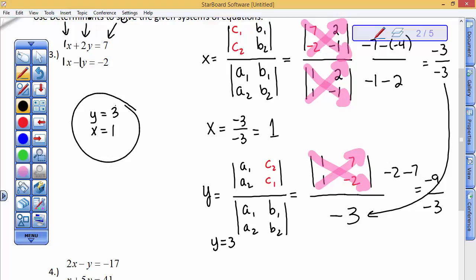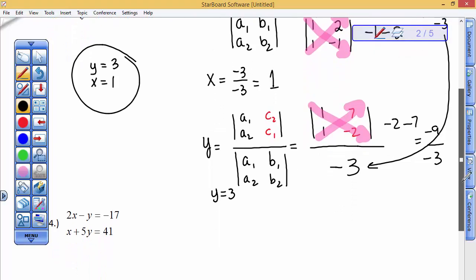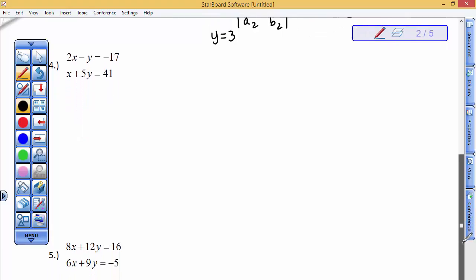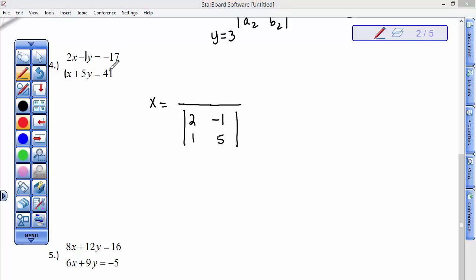So let me go ahead and just set up this next one. So to solve for x, also one more thing just in case, it has to be in standard position. You have to have the constants on one side and you have to have the x's lined up and the y's lined up on the other side. To solve this problem for x, in my denominator I put this 2 in this 1, I put this -1 in this 5. In the numerator, I put the -17 and the 41. I bring up the -1 and the 5.